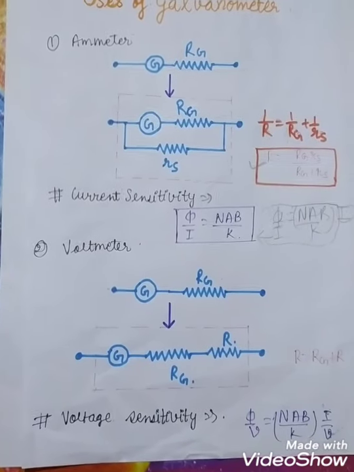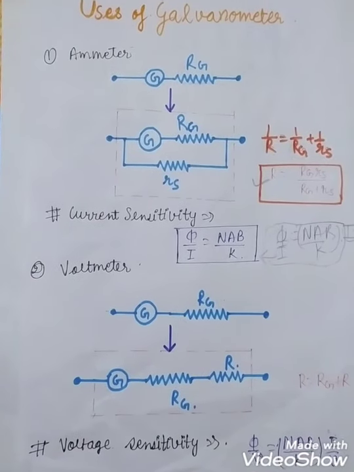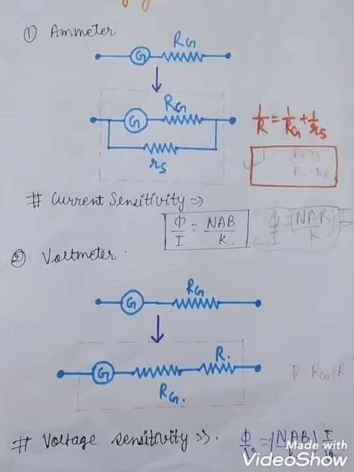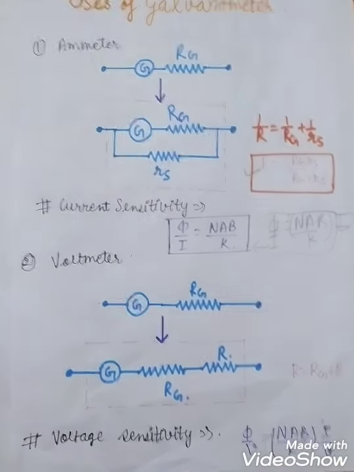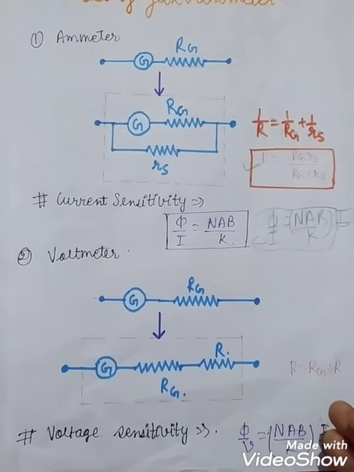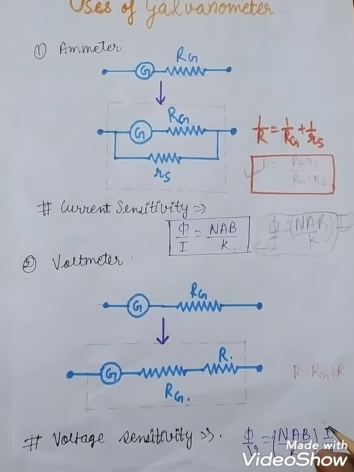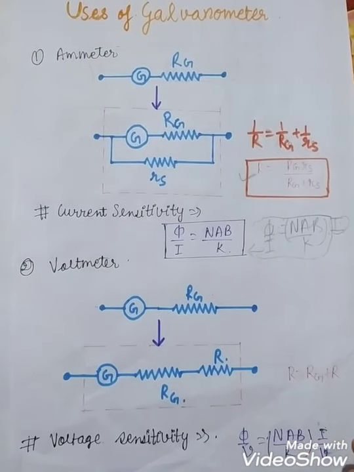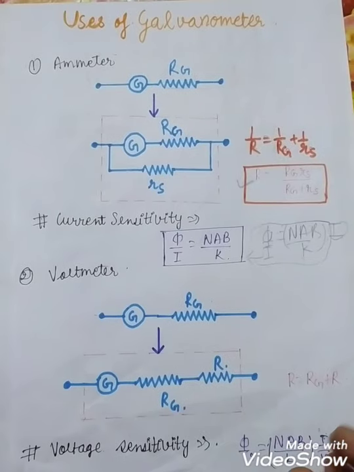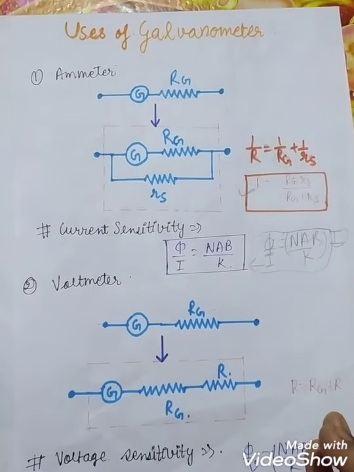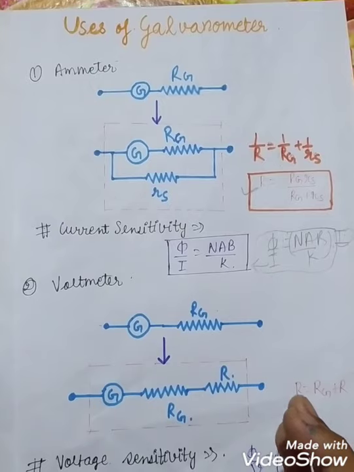Now let us talk about how we can use this device, the galvanometer, as a voltmeter. In the case of a voltmeter, what do we want? We want to measure voltage. So what happens if I want to measure voltage? I want a minimum value of current, and I want a normal, or say original, value of voltage.